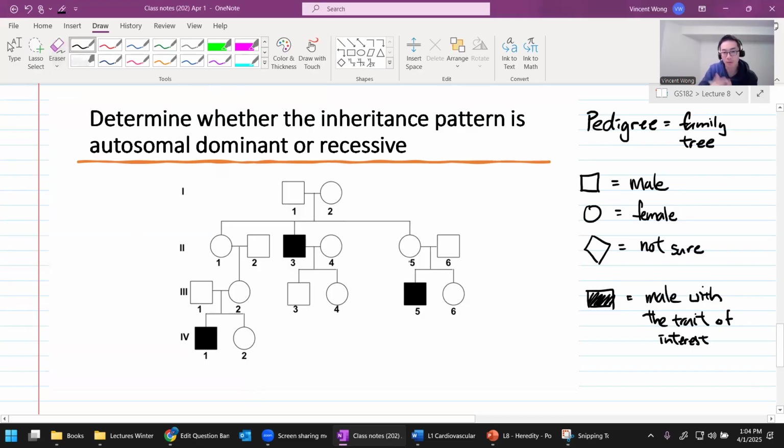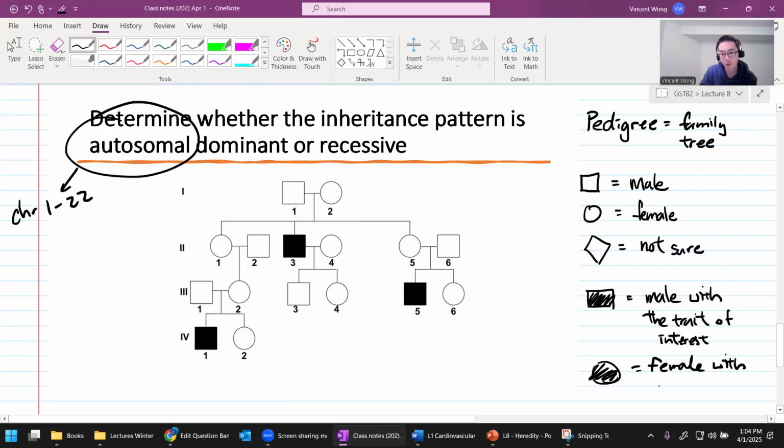Everyone else doesn't. So the question is, is curly hair dominant or is it recessive? That's what we're trying to figure out, right? And we will only be doing autosomal dominant or recessive, which means it is carried on chromosomes 1 to 22. And then a shaded circle would be a female with the trait of interest, whatever you're looking at.